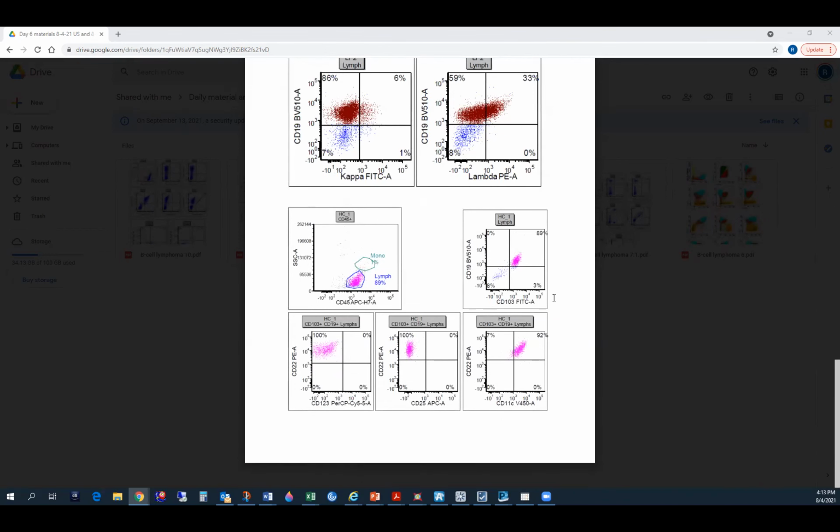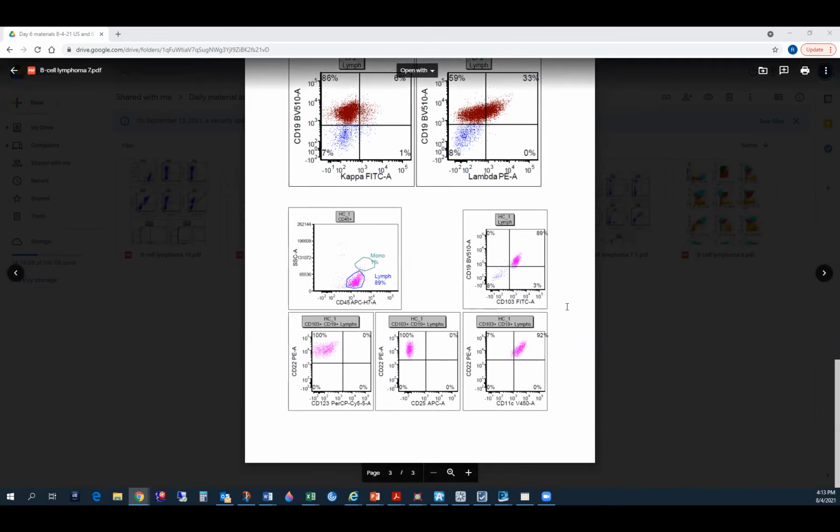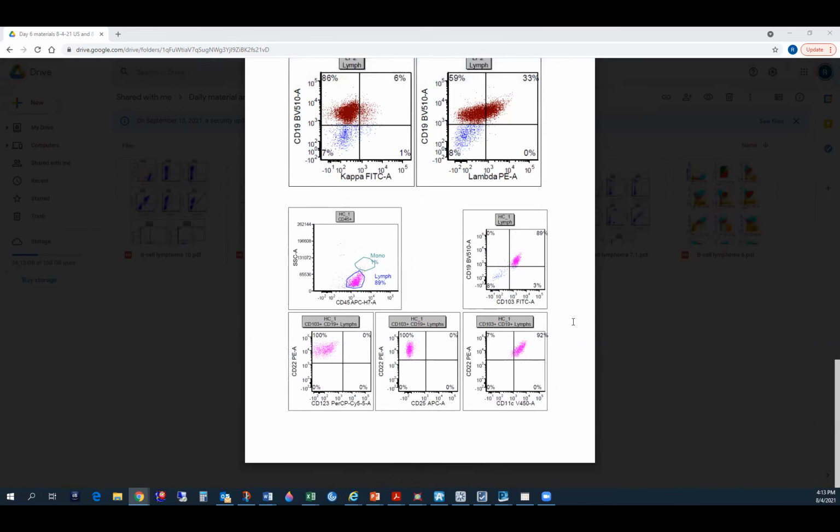CD103 and CD11c are positive in hairy cell and in variants, but variants are negative for CD25 and CD123. One other thing you may want to remember is splenic marginal zone lymphoma, which is usually considered a differential for hairy cell because of its morphology and involvement of the spleen. Splenic marginal zone may be positive for CD11c, but CD103 is not positive in splenic marginal zone.